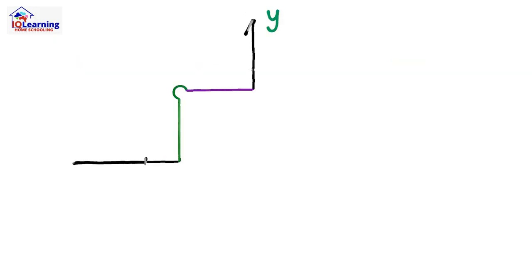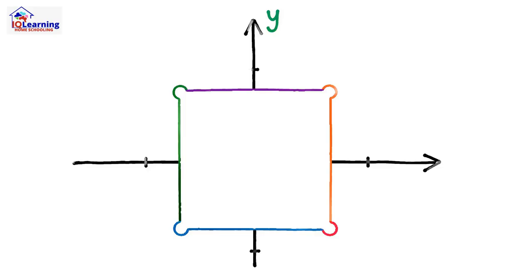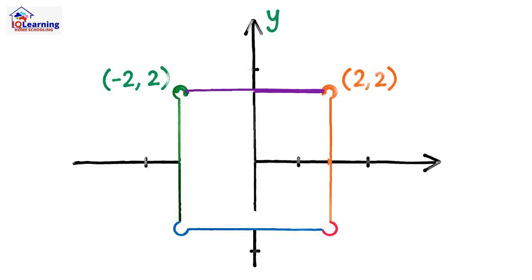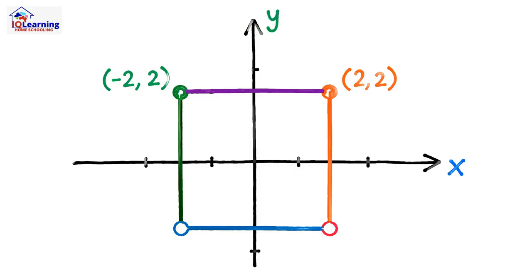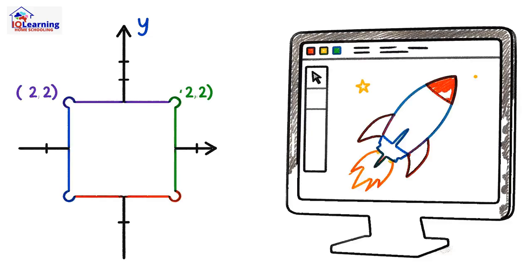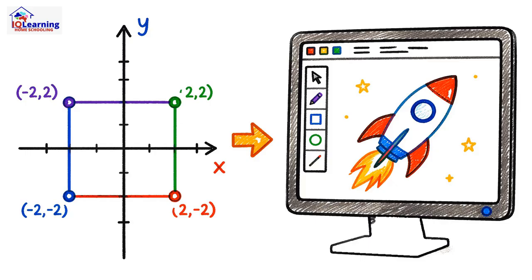But we're not just plotting single points. By connecting a series of coordinates, you can draw anything. Let's say you plot (-2, 2), (2, 2), (2, -2), and (-2, -2). Connect them and you've drawn a perfect square, centered on the origin. This is exactly how computer graphics and engineering work, defining complex designs by their points.